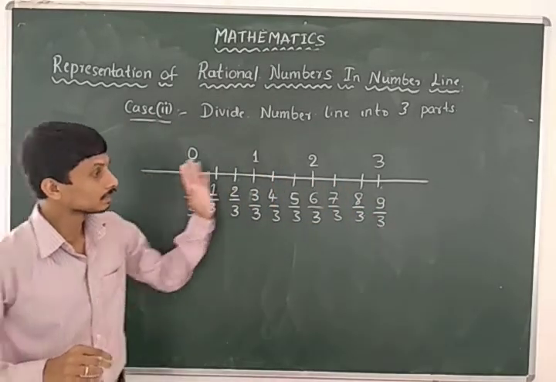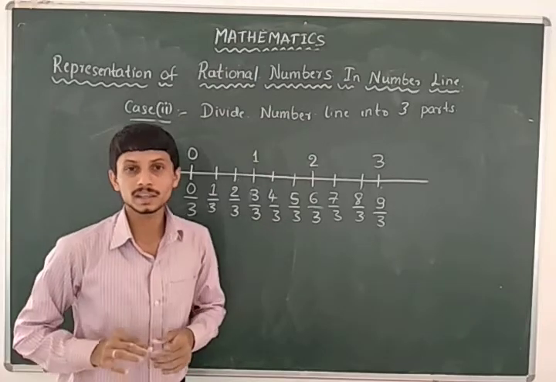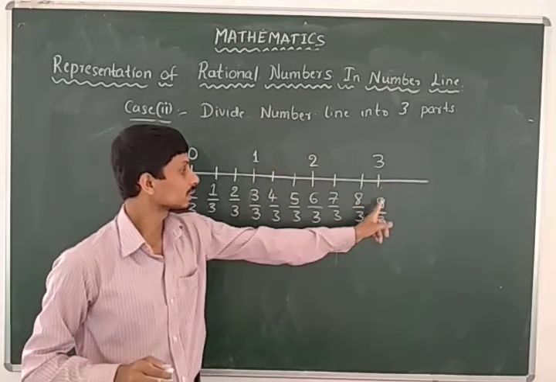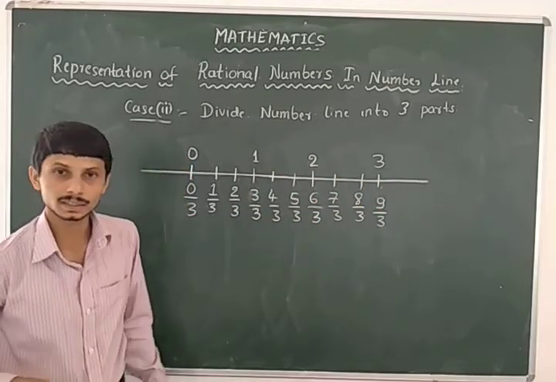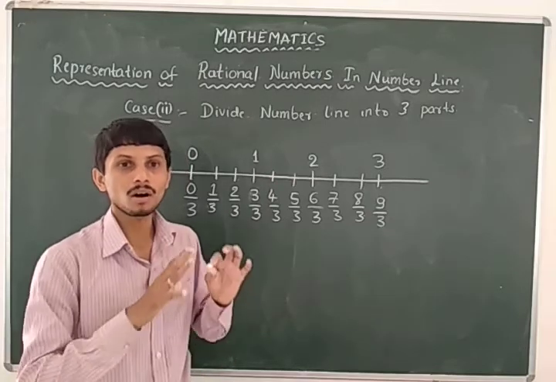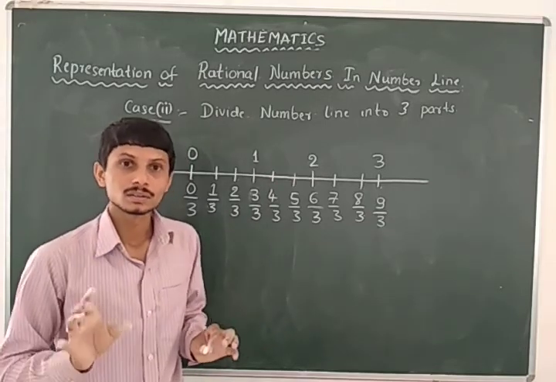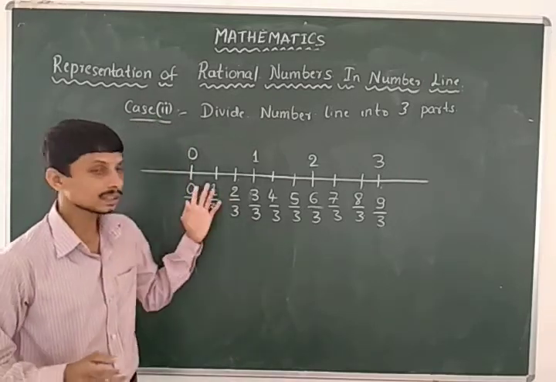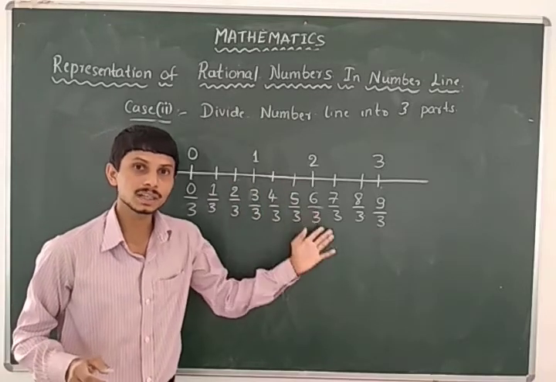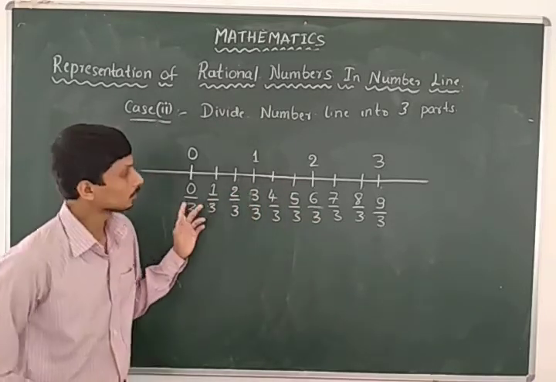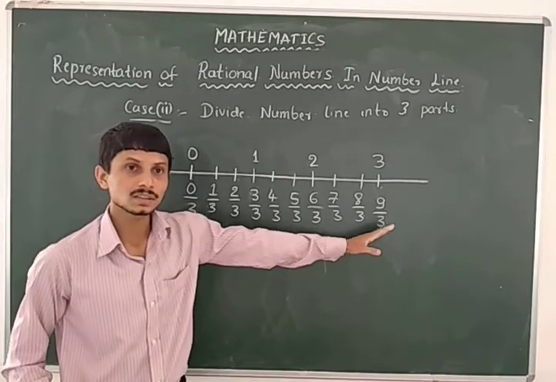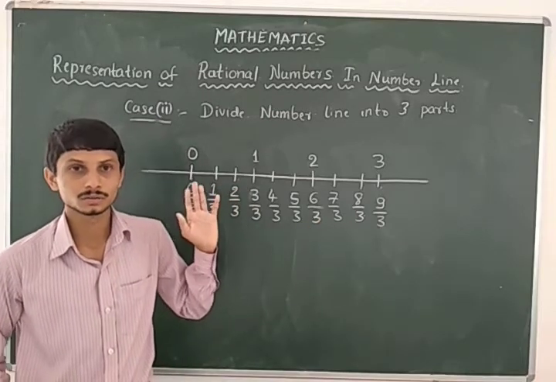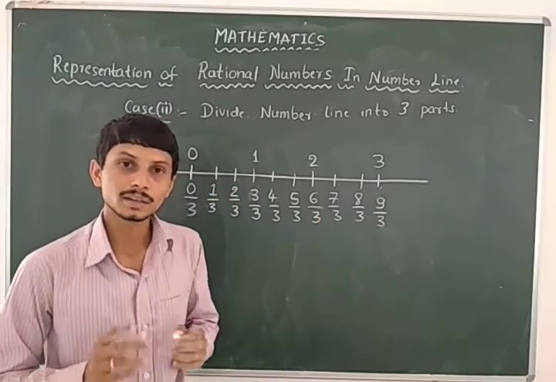So that means we can write an infinite number of rational numbers. Here we are just representing some. So 3 has 9 by 3, 2 has 6 by 3, 1 has 3 by 3, which means we have to divide any part into three distinct parts. So here we are representing some of the rational numbers, and all of them are in the form of p by q, where p and q are integers and q is not equal to 0. So let us move ahead to the next case.